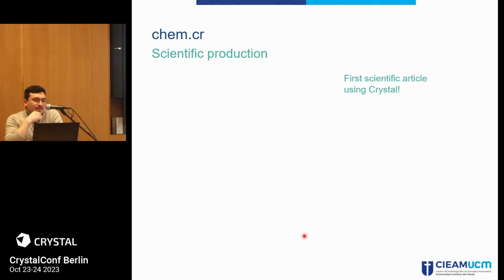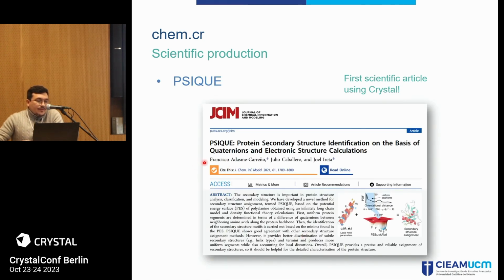So about the scientific production, using chem.cr, a first article was published in 2019. I don't know if it is the first scientific article using Crystal that was published or not, but this was published by my friend and colleague Francisco and his team, and uses Crystal in a really prestigious journal. This is the Journal of Chemical Information and Modeling.